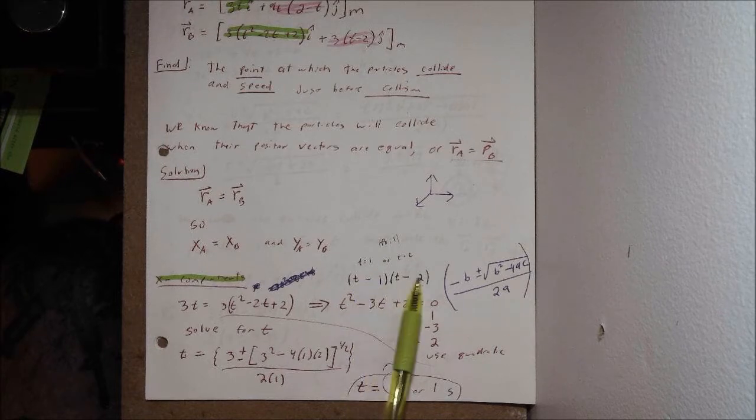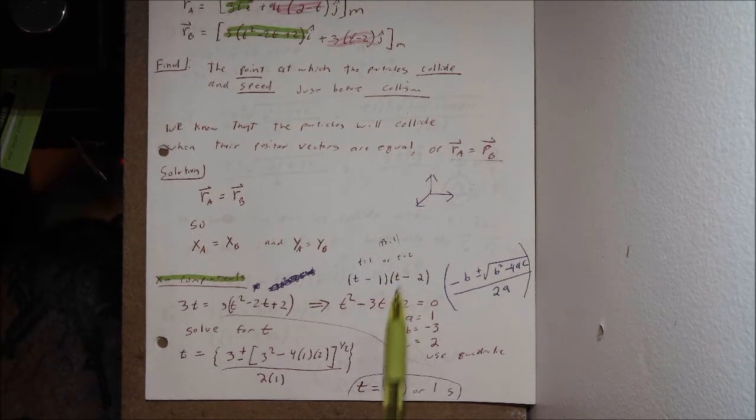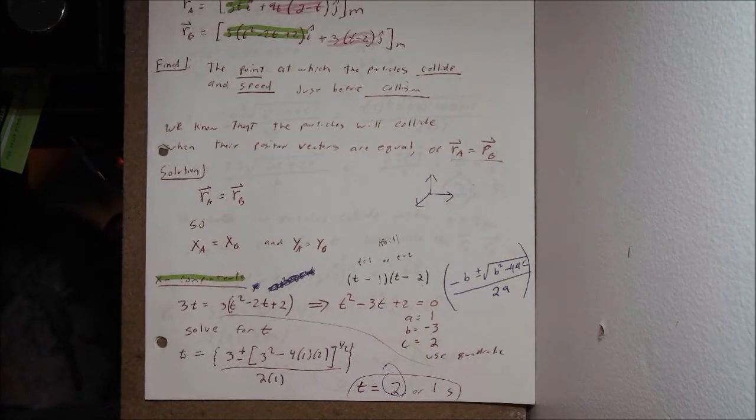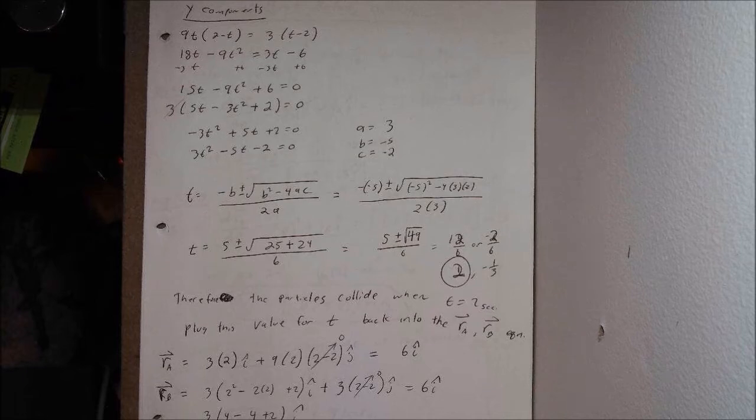And you can see if I FOILed this out up here, I have t is equal to 1 and t is equal to 2 up there as well. So whether I FOILed or used the quadratic, I still get a value for t here. So now that I've taken the time to go through and do this for my x components, I want to separately do the same exact thing for my y component.